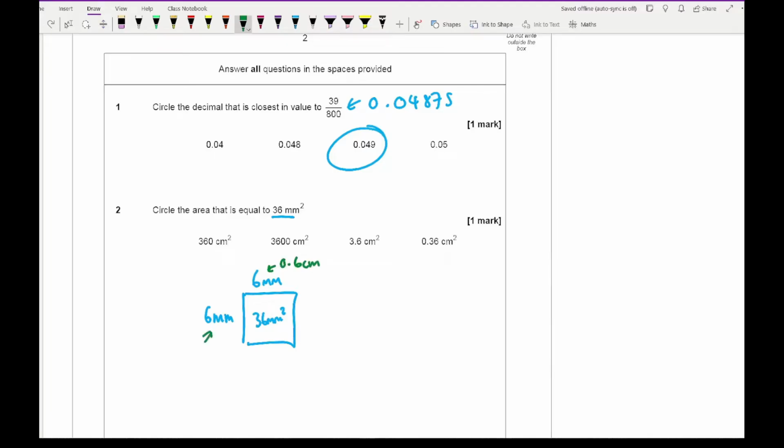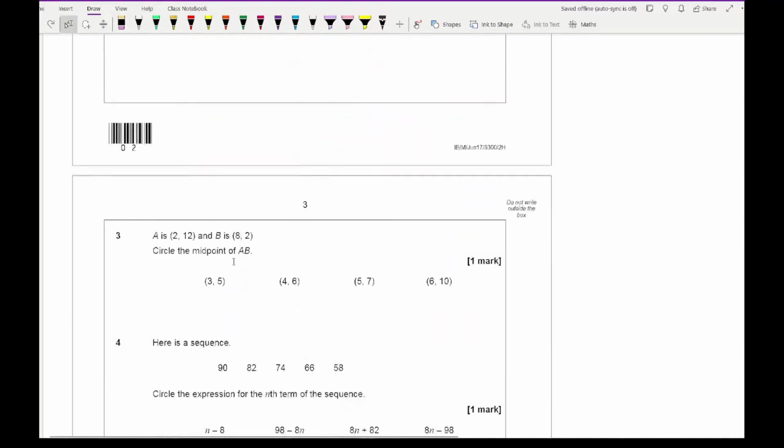Now if I then convert each of those into centimeters, so that's going to be 0.6 centimeters, and that's going to be 0.6 centimeters, and then work out the area, it's going to be 0.6 times 0.6, which again, if I type that into my calculator, gives me an answer of 0.36 centimeters squared. So it's going to be this option here. Then moving on to question 3.